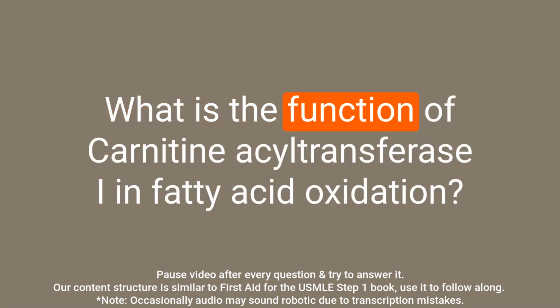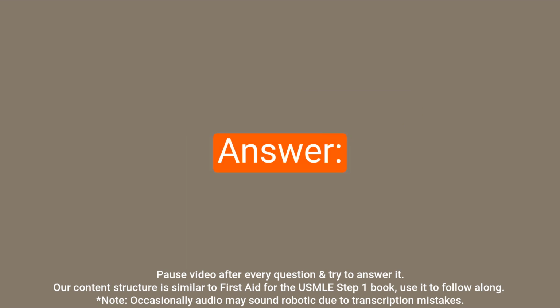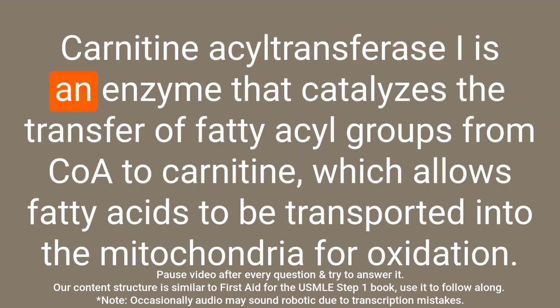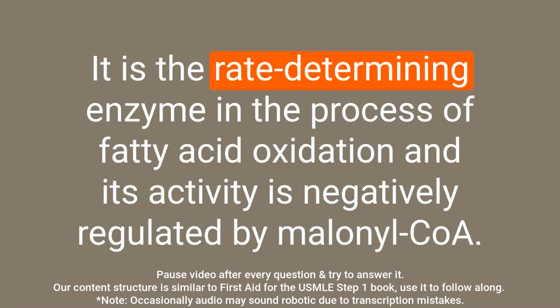Question: what is the function of carnitine acyltransferase I in fatty acid oxidation? Answer: carnitine acyltransferase I is an enzyme that catalyzes the transfer of fatty acyl groups from CoA to carnitine, which allows fatty acids to be transported into the mitochondria for oxidation. It is the rate-determining enzyme in the process of fatty acid oxidation, and its activity is negatively regulated by Malonyl-CoA.